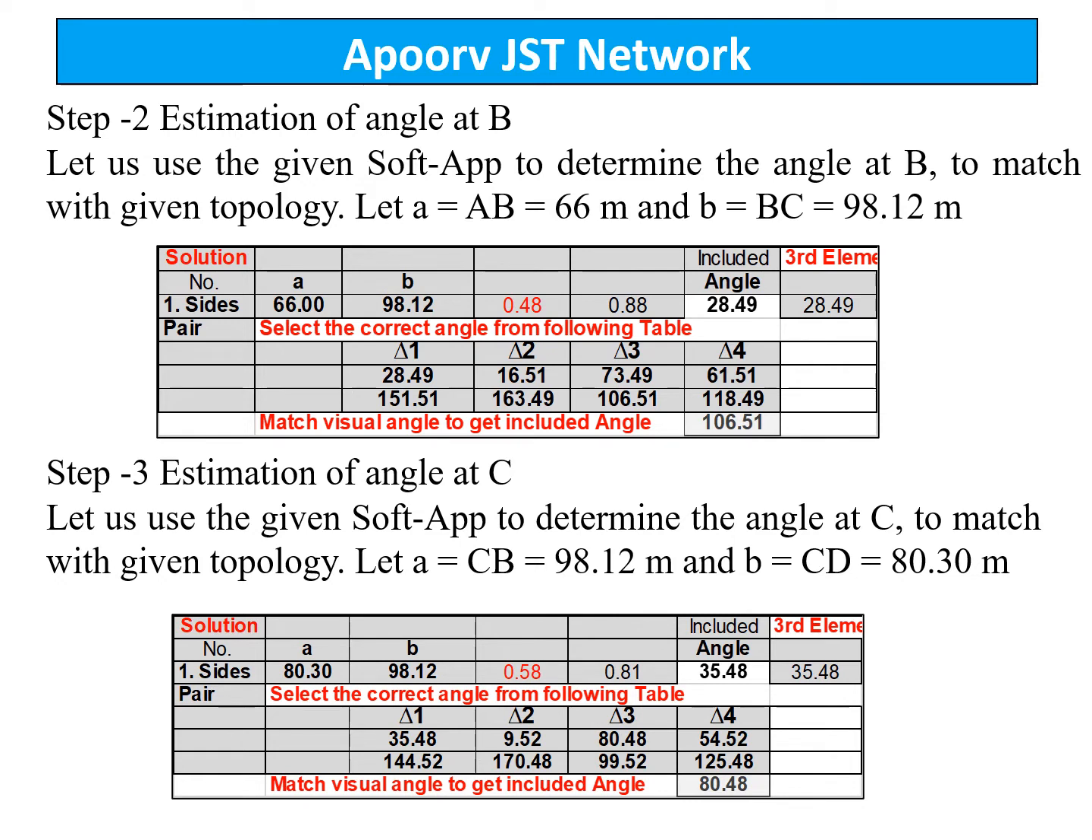Step 3. Estimation of angle at C. Let us use the given soft app to determine the angle at C, to match with given topology. Let A equal to CB equal to 98.12 m and B equal to CD equal to 80.30 m. The extract of the soft app picture is shown on the screen. The selected angle C is 80.48 degrees.